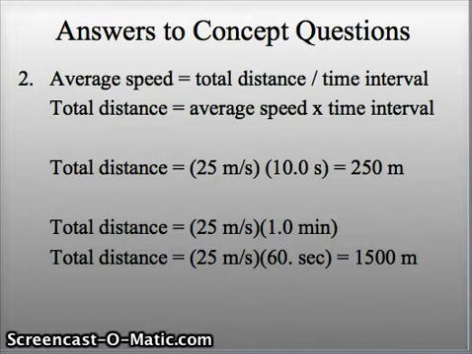So for number 2, with regards to the cheetah, this is just a way to calculate. Average speed is equal to, again, total distance divided by the time interval. The total distance is what we're asked to find for a cheetah running at 25 meters per second for 10 seconds. Just manipulate the equation by solving for d, multiplying both sides by t, and you have total distance equal to the velocity times the time, giving you 250 meters.